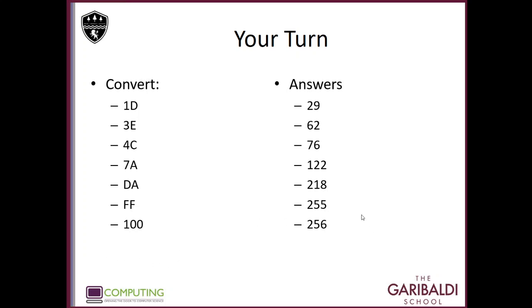Okay, so you have your 1 column, you have your 16 column, then you have your 256 column. So if you've got 100, 1 times 256 is 256. So that's how that one works.